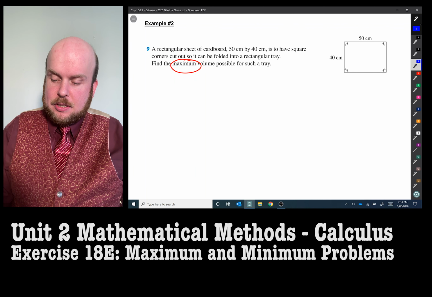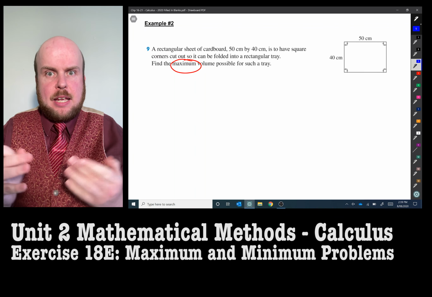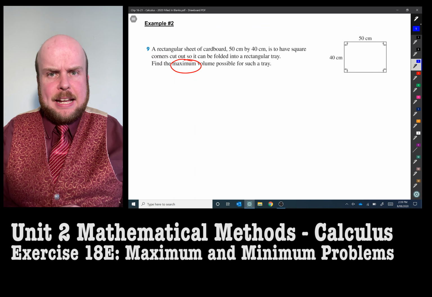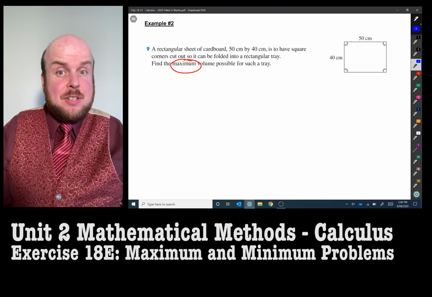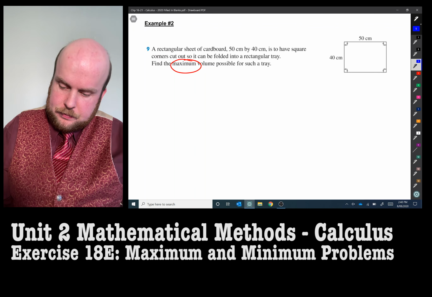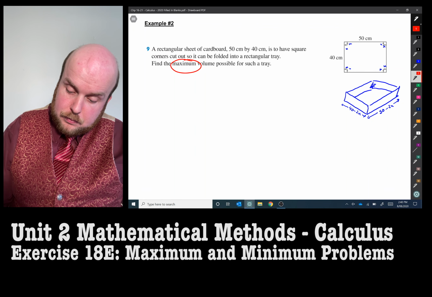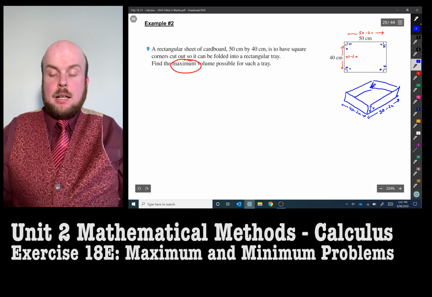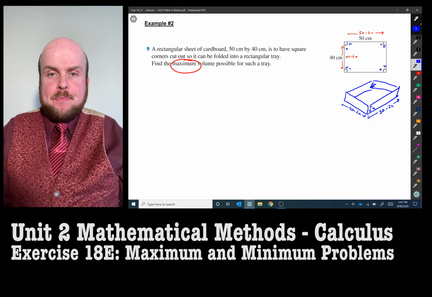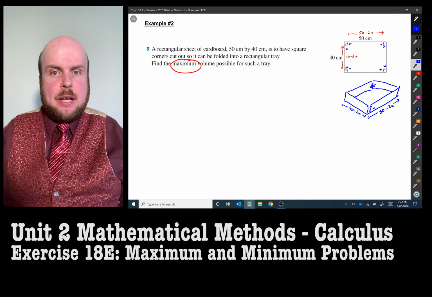If we cut out a square, each square is going to have the same size because a square has to have the same length. We don't know how much is being cut out of it, so let's label that as x. And then we'll draw a diagram of what it will look like when the rectangular box is folded up. So I have drawn my box, and you might notice that the dimensions now are not 40 and 50, they are 40 take away 2x and 50 take away 2x.